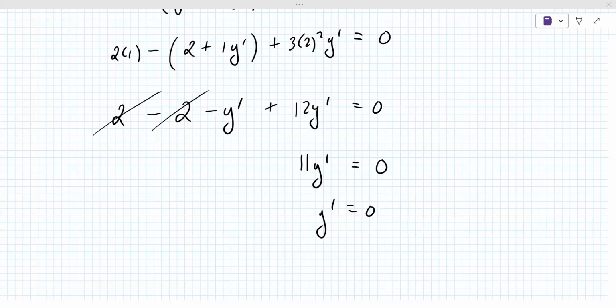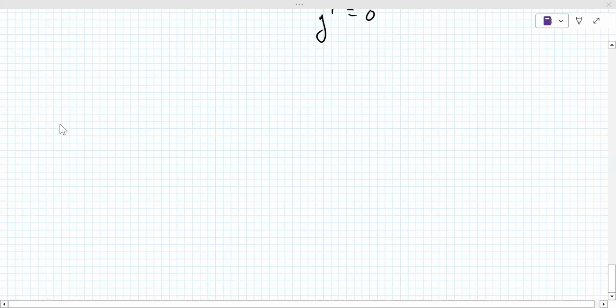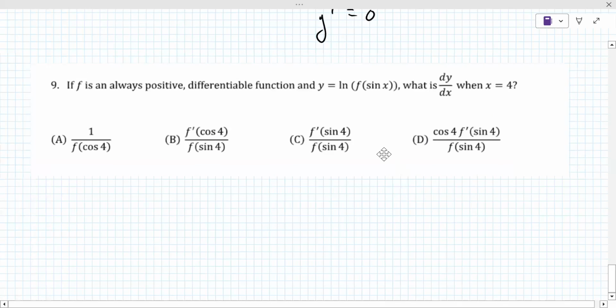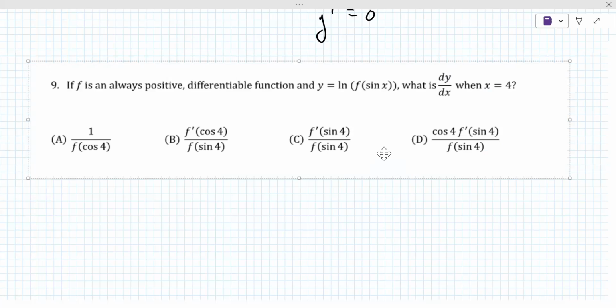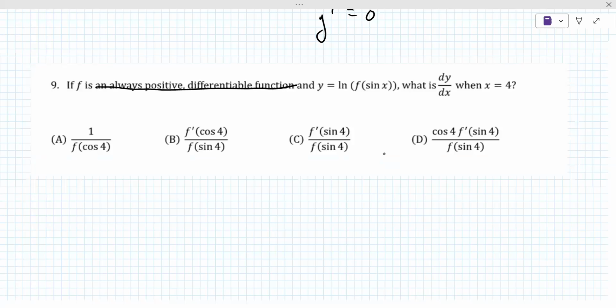All right, 9 is again kind of a good question. This actually is kind of an AP style question because it's not really pure doing the derivatives. You've got to think through what it means when there's a function inside a function. They're saying if f is always a positive differentiable function, that is not important, but they're just throwing that in. What is important is, do you remember the rule for ln when you take a logarithm? Do you remember how to take a derivative of that?